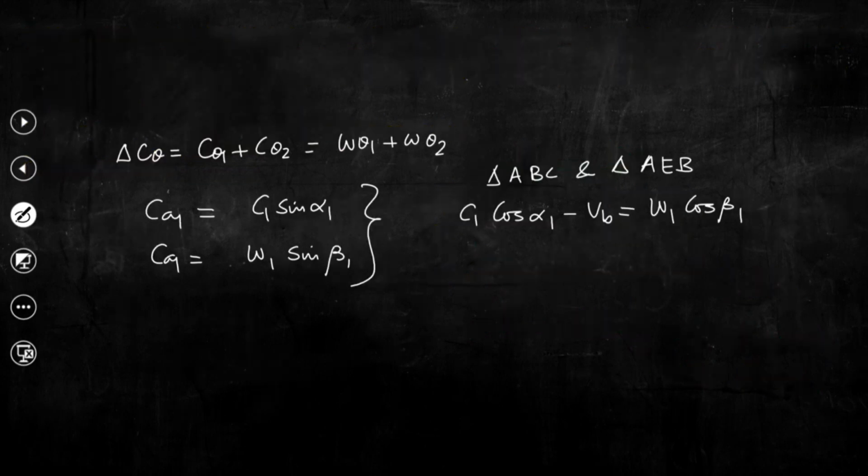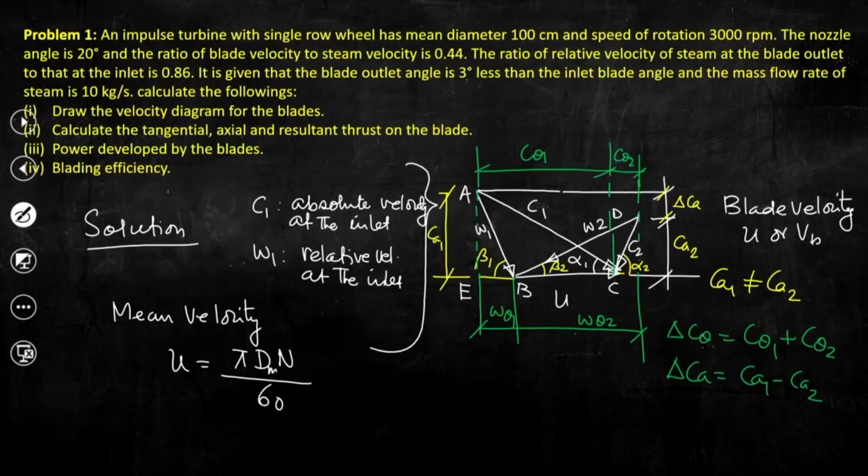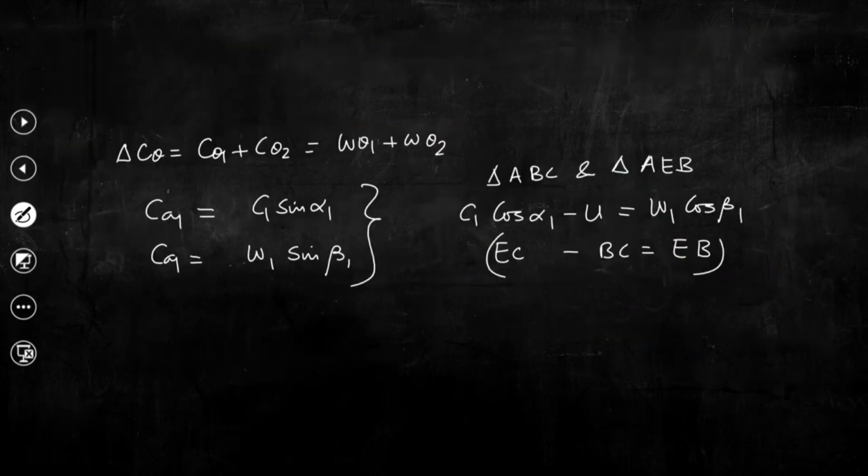So, this is not VB, rather it is U. We have used U to denote the blade velocity. This indicates from the velocity triangles that EC minus BC equals EB. And also we can write that W1 sin beta 1 equals C1 sin alpha 1, which we have already written.